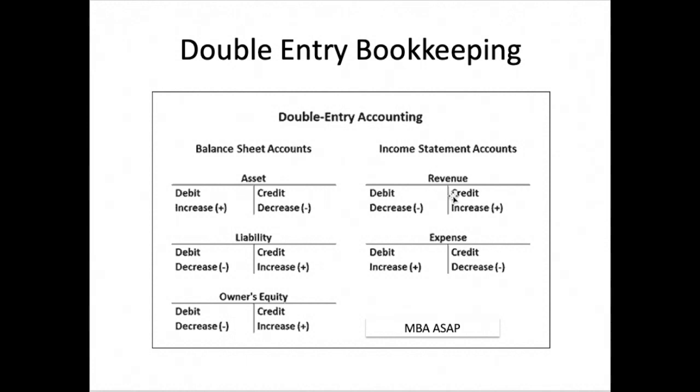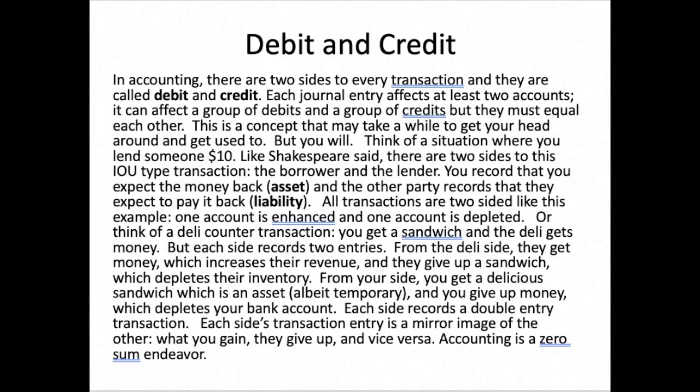So revenue is really a credit side account, right? Because as you gain revenues, you're gaining credits. When you make a sale, you're crediting the revenue account, and then debiting some asset account on the other side. So debits and credits, let's go through what they are.